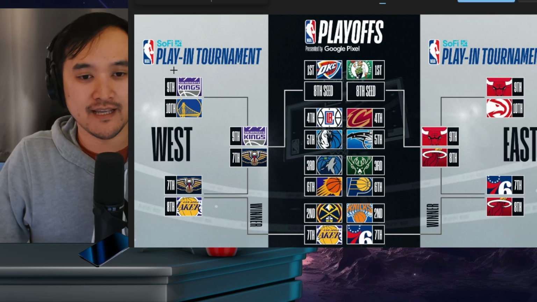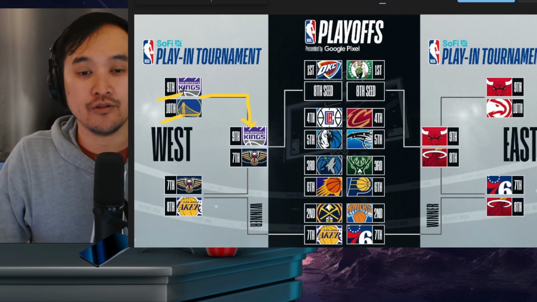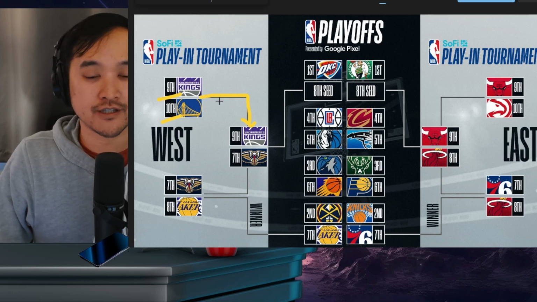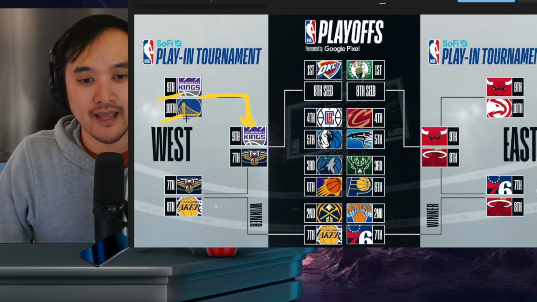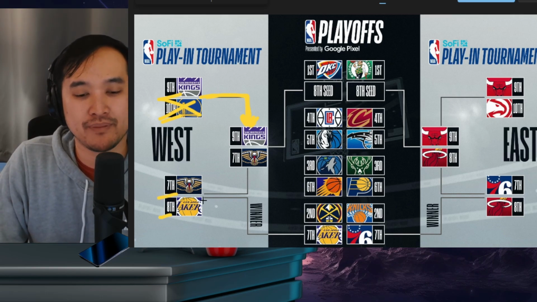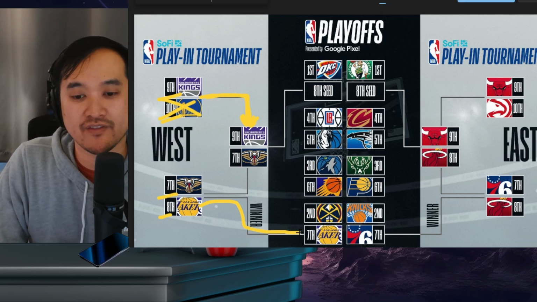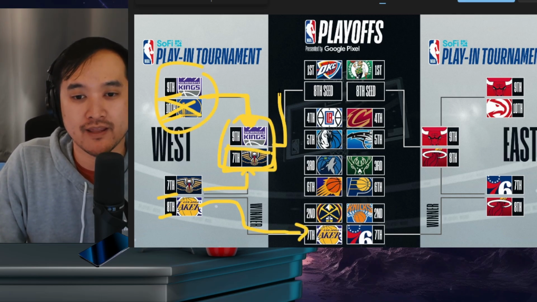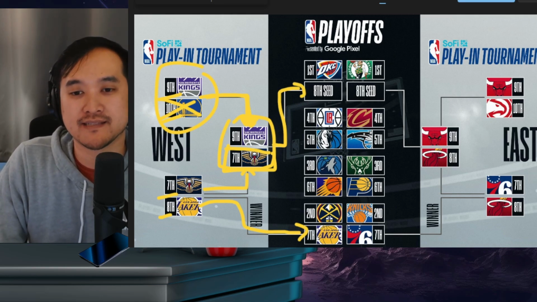The first match that we see in the play-in tournament will be the 9th and 10th seeded team. They play against each other, and the winner goes into the next match in the play-in tournament. The loser goes home. And so far in this case, the Sacramento Kings defeated the Warriors just the other day, so the Kings make it in, and the Warriors are done for the year. After that match, the 7th and 8th team play against each other, and the winner of that match secures the 7th spot in the playoffs. And the winner of this match goes into the 8th seed where they play against OKC in the first round.